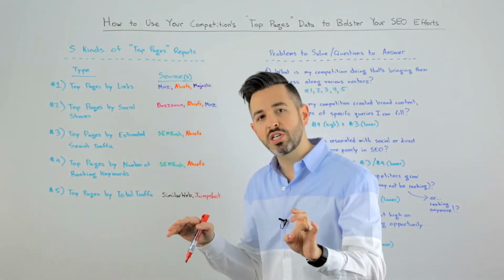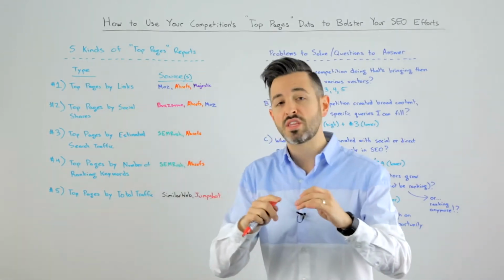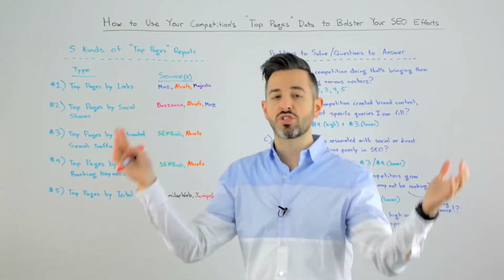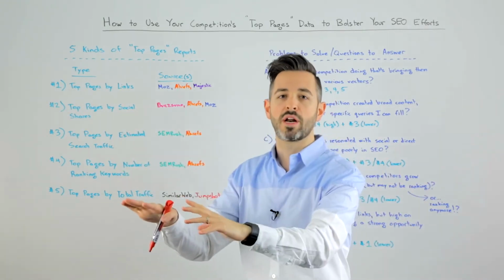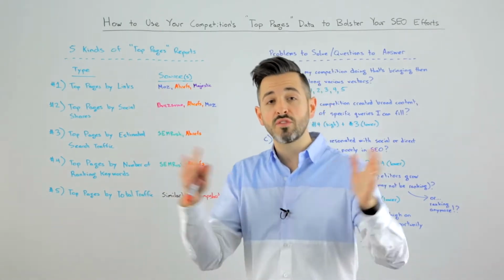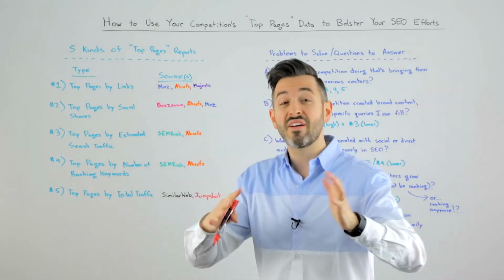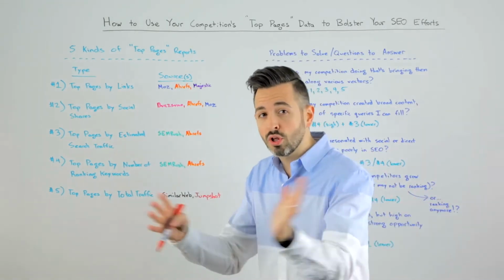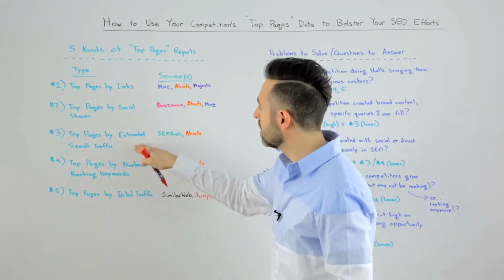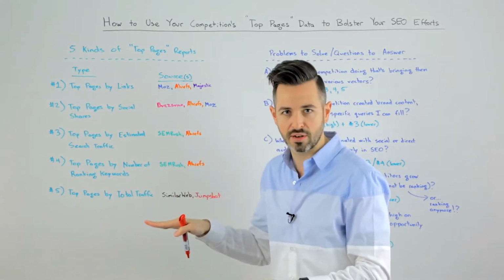Number 4, top pages by number of ranking keywords. So this is different from estimated search traffic. There could be a page on a domain that only ranks for one keyword, but it gets tons of searches and it ranks number 1, so it gets an incredible amount of search traffic. But there could be pages that rank for a ton of different keywords, but they rank number 6 through 10, or they rank number 11 through 50. And they rank for all these different numbers of keywords, but none of them particularly well, or none of them all that awesome. And so they don't show up in the top estimated search traffic reports. Again, SEMrush and Ahrefs provide those.